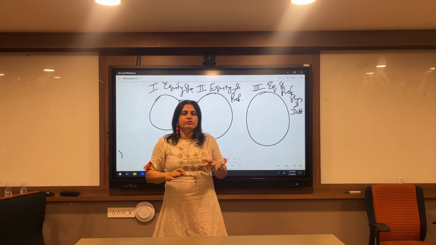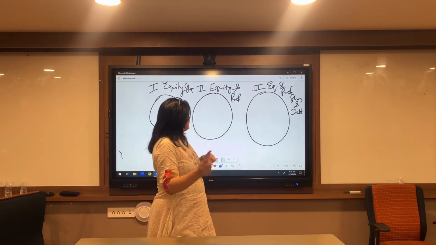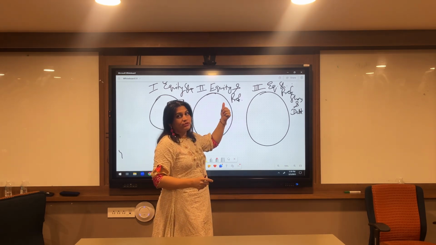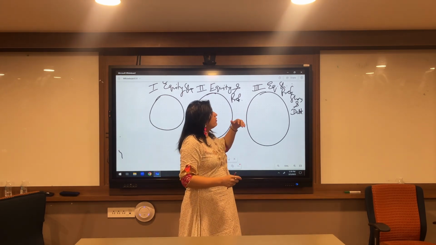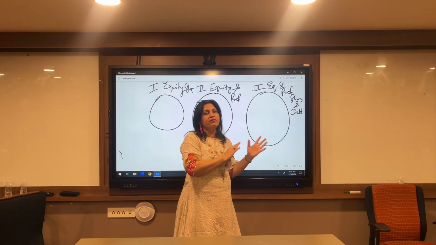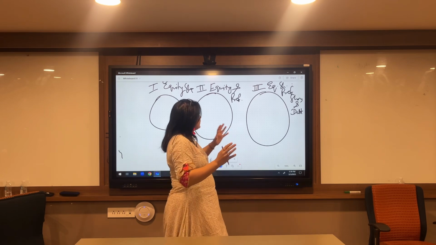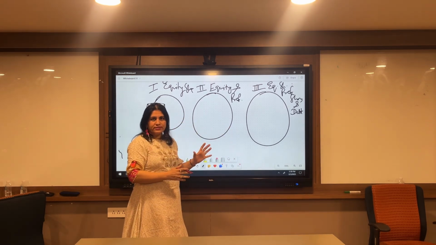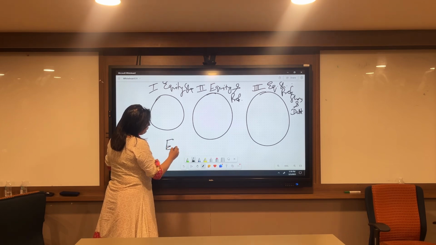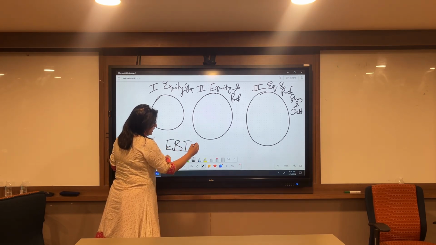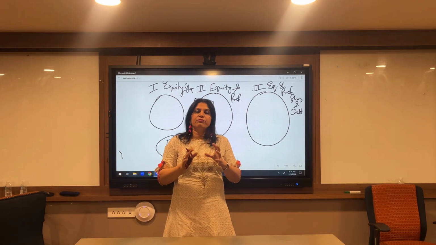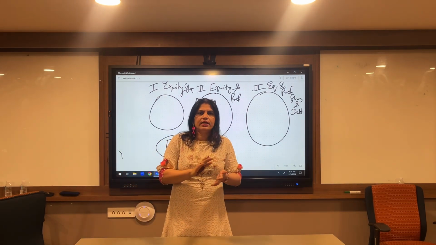In my previous videos on cost of capital, I have already explained what is the cost of equity, KE, what is the cost of debt, KD, and what is the cost of preference share, KP. In case you are unclear, you can go back and refer to that video. Now let us come back. Why have I drawn three circles? Because this represents the earning before interest and tax. The circles are showing the earning before interest and tax for any company.